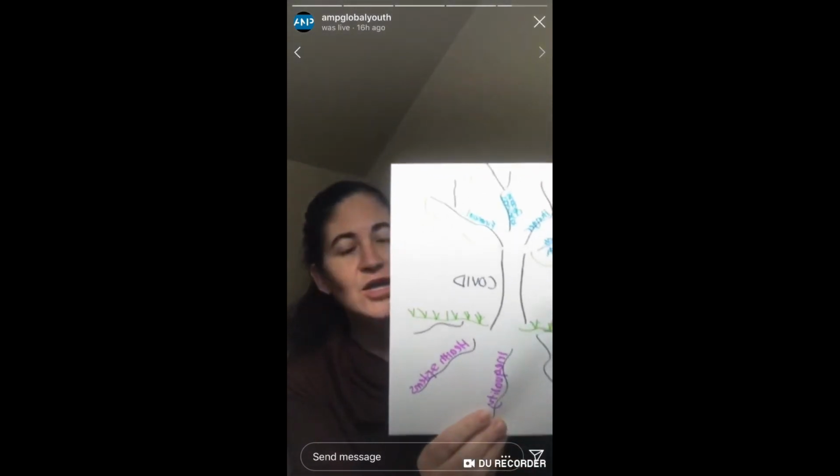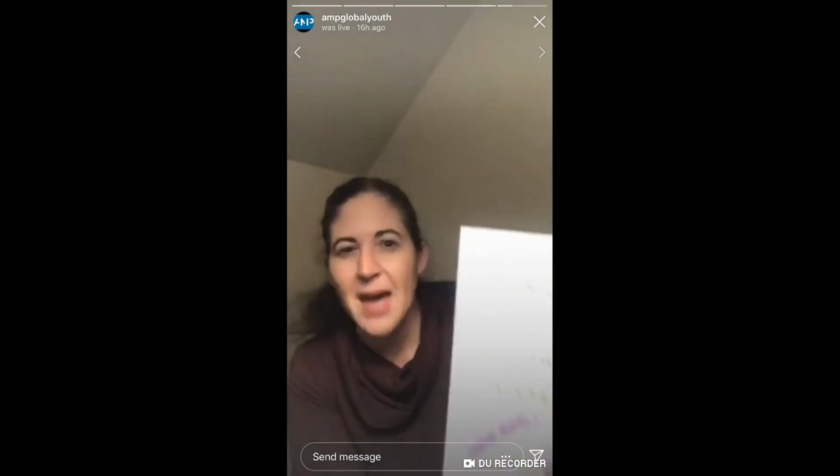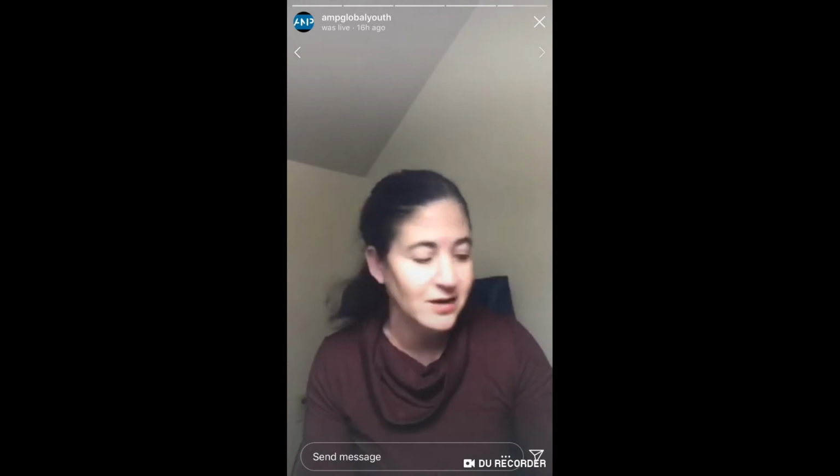You can find places to intervene on either side, right? But this is a good way to map an issue out and see, okay, what's contributing to it and what's happening because of it. Because there are going to be a lot of ways to get involved on either end of that process, if you will, of the tree trunk.